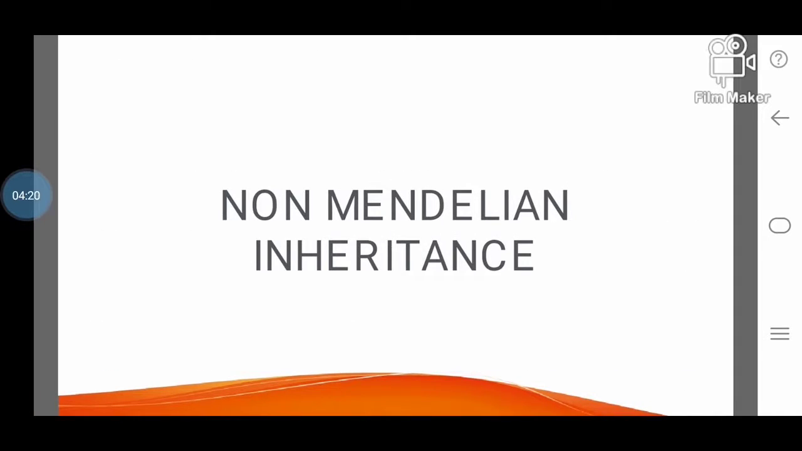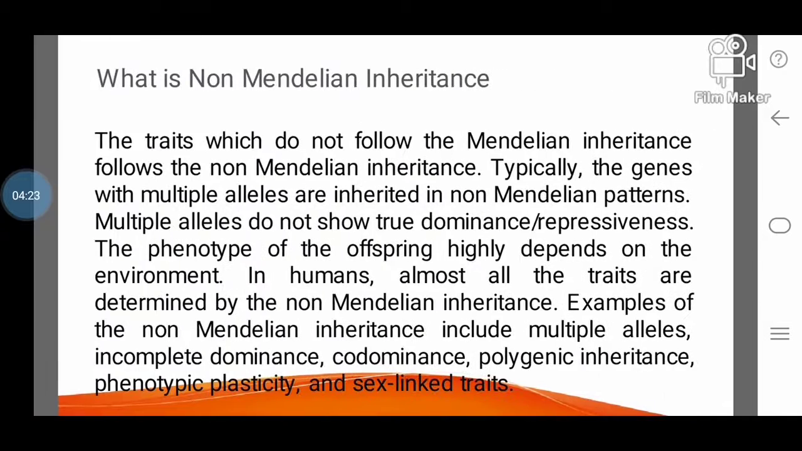Let's move on to non-Mendelian inheritance. The traits which do not follow Mendelian inheritance follow non-Mendelian inheritance. Typically, genes with multiple alleles are inherited in non-Mendelian patterns. Multiple alleles do not show through dominance or recessiveness. The phenotype of the offspring highly depends on the environment. In humans, almost all the traits are determined by non-Mendelian inheritance.